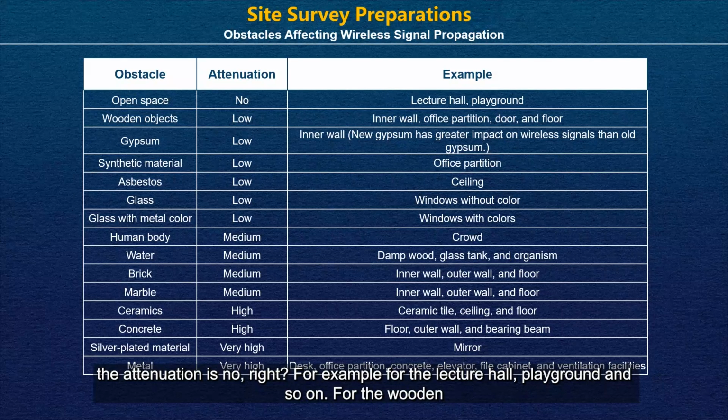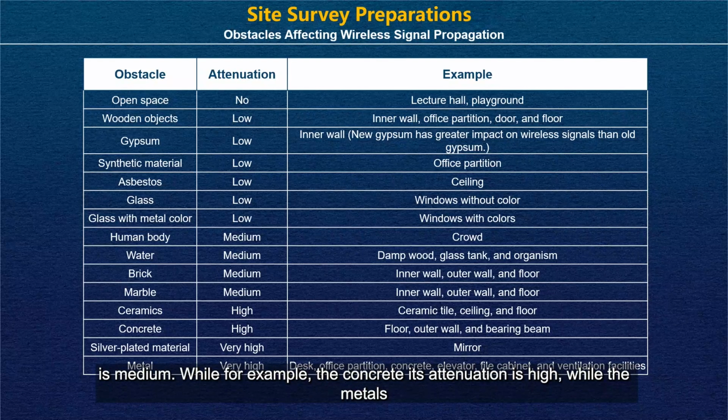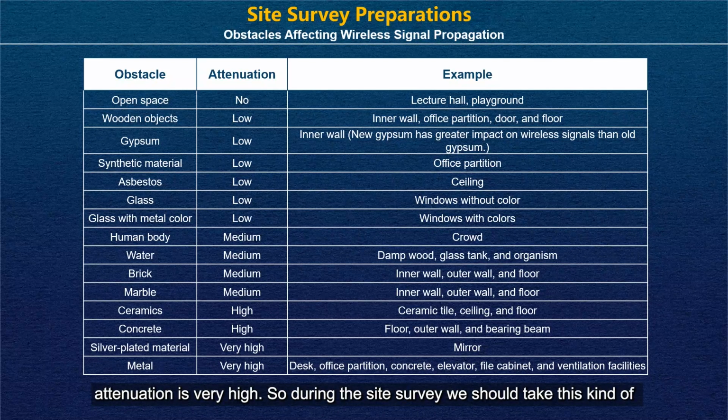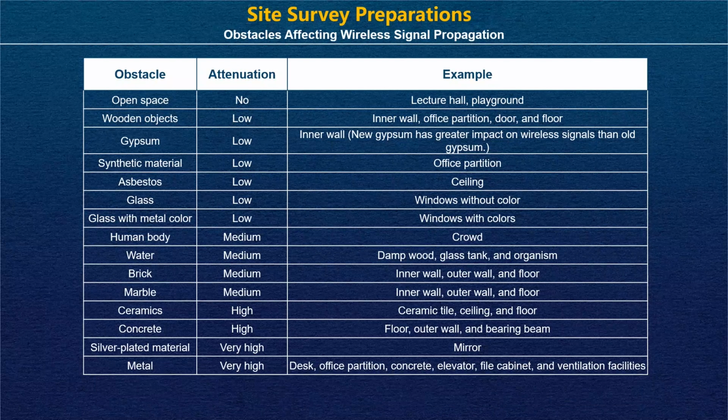For wooden objects, the attenuation is low. For glass, it's low. For the human body, it's medium. Water is medium. While the concrete, its attenuation is high, while the metals' attenuation is very high. So during the site survey, we should take these kinds of obstacles into consideration, especially when we plan the position where to install the APs.